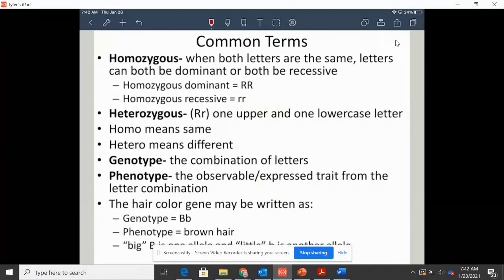So we talked about what do we call those different letter combos? Well, those letter combinations are called genotypes. Okay, how you look because of those letters is called your phenotype. You can be homozygous dominant, two capital letters, homozygous recessive, two lowercase letters, or heterozygous, which is one of each. Okay.